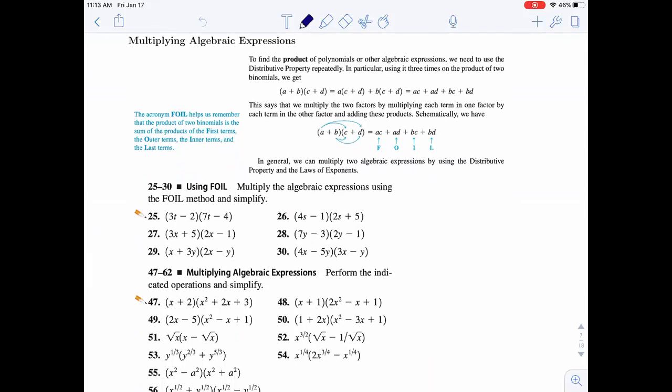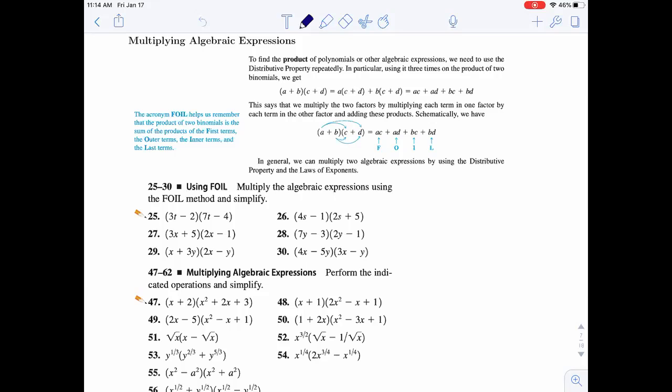FOIL. To be honest, FOIL doesn't help me at all. It doesn't make sense to me. It stands for first terms, outer terms, inner terms, and last terms. For me, I just remember that however many things I've got in here, this one has to get multiplied onto each of these, which is what we just did, right? And so we know what we're doing here. And then the next one has to get multiplied on all of these, and so we're just expanding even more, right?